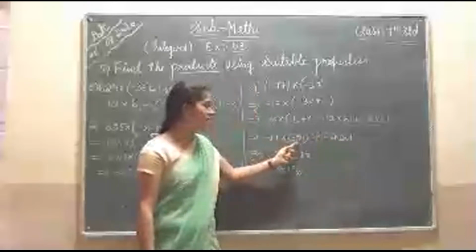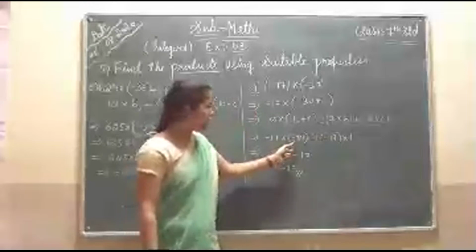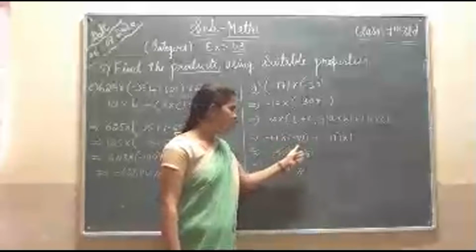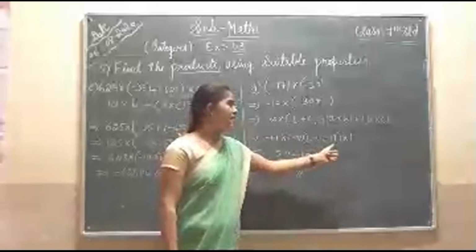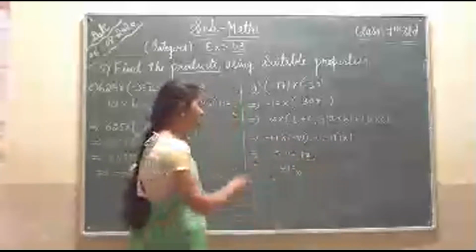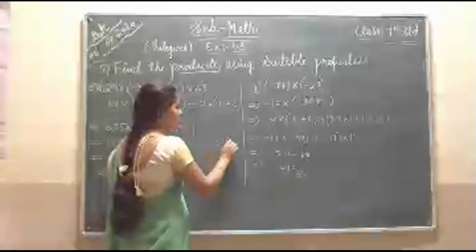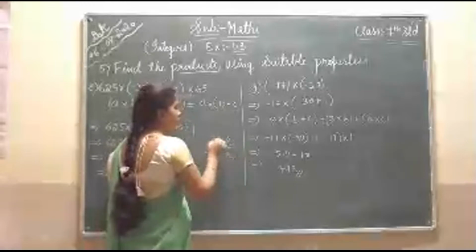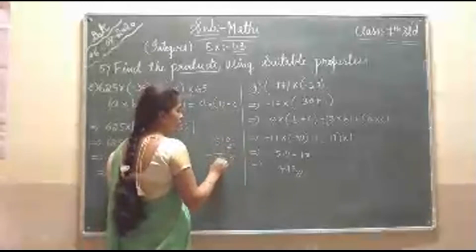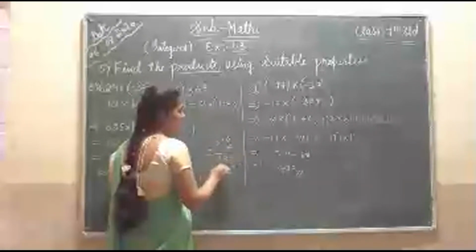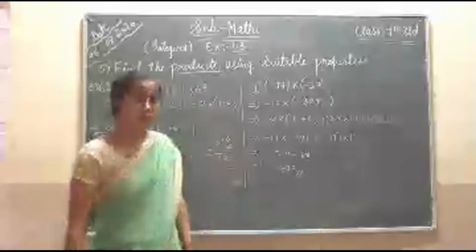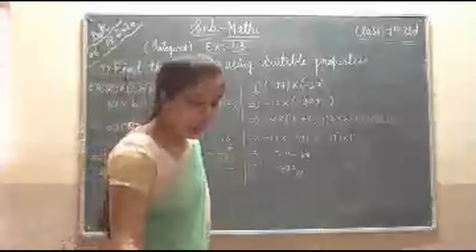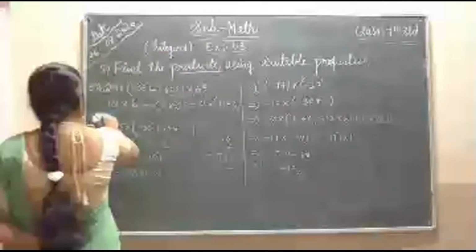Now multiply. 17 3s are 51. So keep 0 as it is. Minus minus in multiplication is plus, and plus into minus is minus, 17 ones are 17. Subtract: 510 minus 17. 10 minus 7 is 3 and here 50 minus 1 is 49. So your answer is 493. Okay, hope you understood.